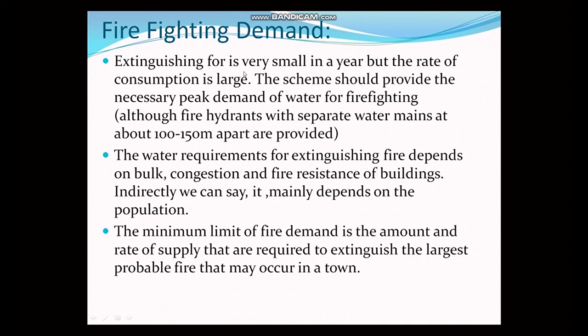Extinguishing fire is very small in a year, but the rate of consumption is large. The scheme should provide the necessary peak demand of water for firefighting. The water requirements for extinguishing fire depend on bulk, congestion, and fire resistance of buildings. Indirectly, we can say it mainly depends on the population. The minimum limit of fire demand is the amount and rate of supply that are required to extinguish the largest probable fire that may occur in a town.